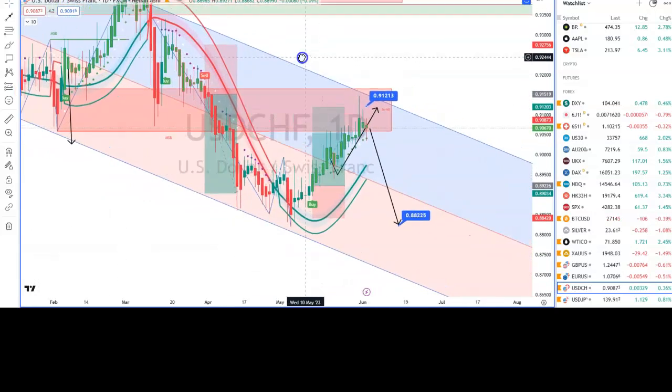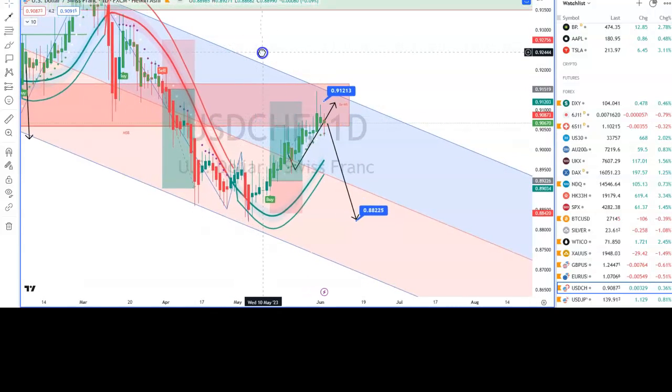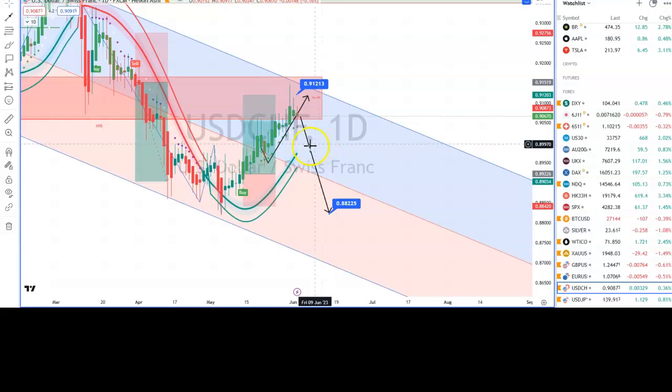Now this is vital to understand where these order blocks are and the settings on the advanced pro charts, because this will give you the edge over your performance. And so therefore we expect to roll over to the downside, and the target is 88.22.